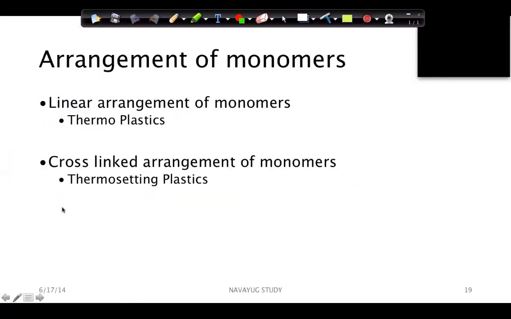So now I want to talk about why this difference in property between the thermoplastic and thermosetting plastics. I told you thermosetting plastics can be remolded, correct? Thermoplastics can be remolded. Thanks for correcting me, student. So thermoplastic can be remolded, whereas thermosetting plastic cannot be remolded. Why the difference? The difference is because the arrangement of the monomers in the two polymers are different, right?